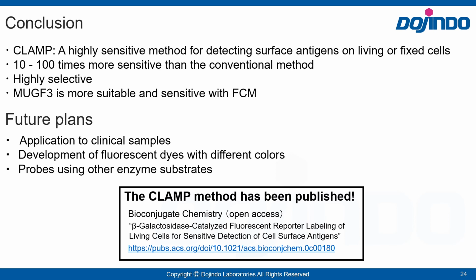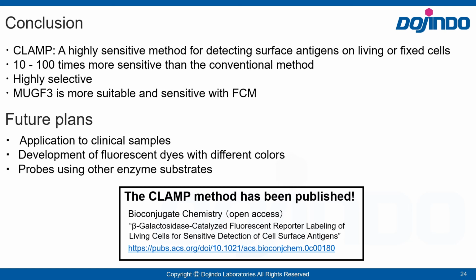Now, to summarize, we have developed a new, highly sensitive fluorescence staining method that targets cell surface proteins. Using this technique, we found that we could stain cells for specific cell surface proteins with higher sensitivity than the existing methods involving fluorescently labeled antibodies. In addition to our sensitive dye MUGF, we have also developed another sensitive dye, MUGF3, for use with flow cytometry.